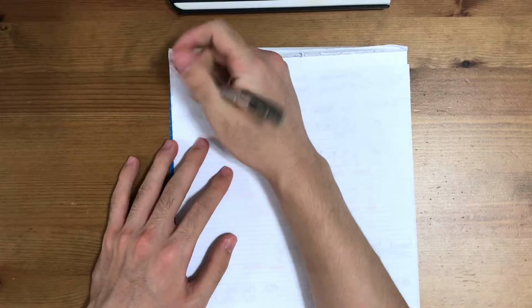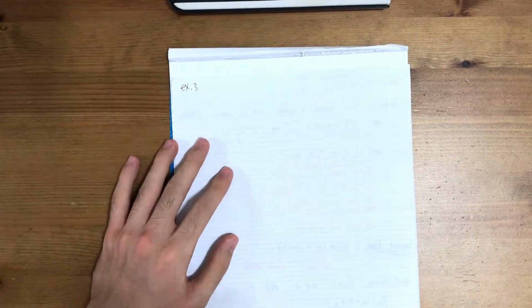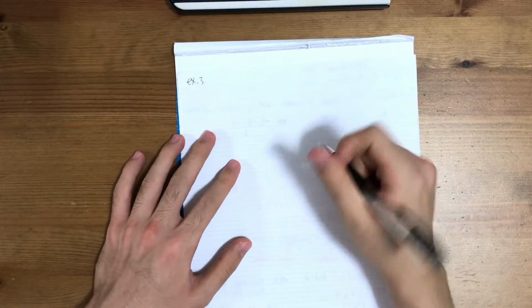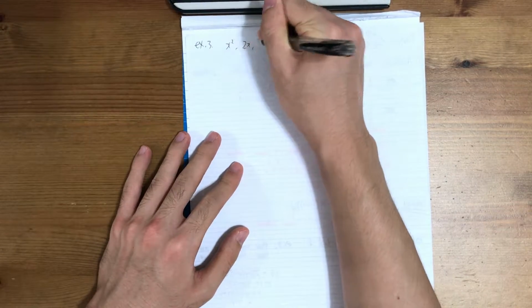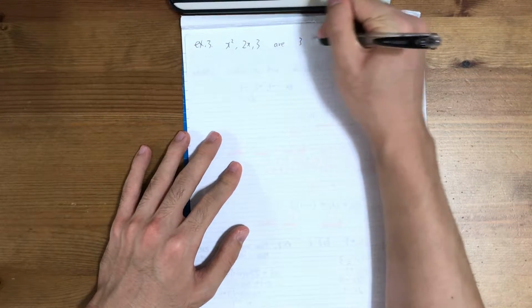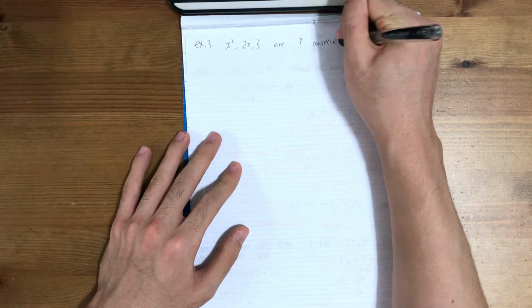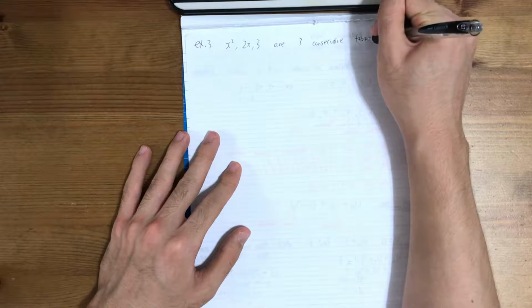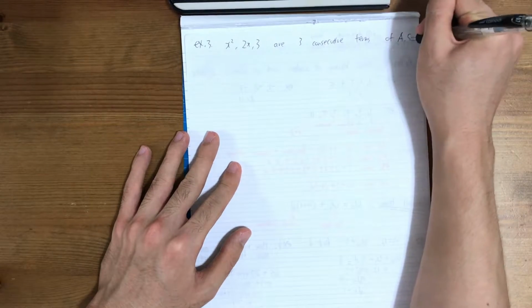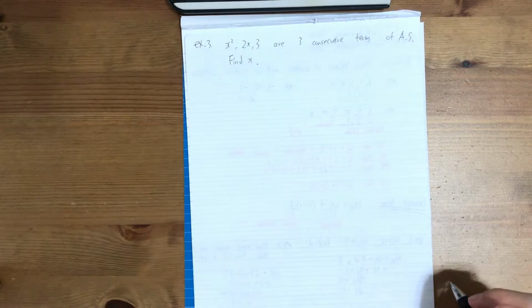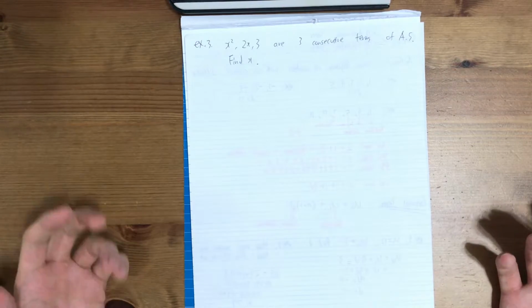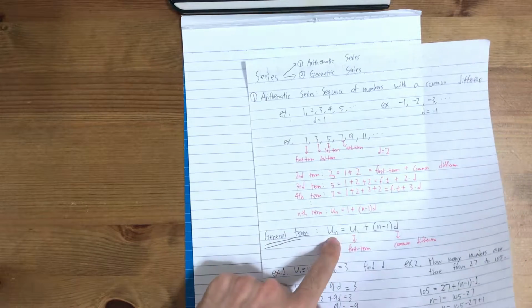Another example is something like, so it's again algebra. Let's say x squared, 2x, and 3 are 3 consecutive terms of an arithmetic sequence, and we want to find x. We don't know the first term, we don't know how many terms there are, and we don't know the common difference, and it seems like we can't really apply this.